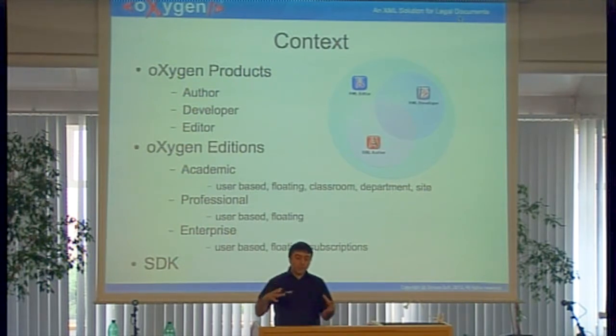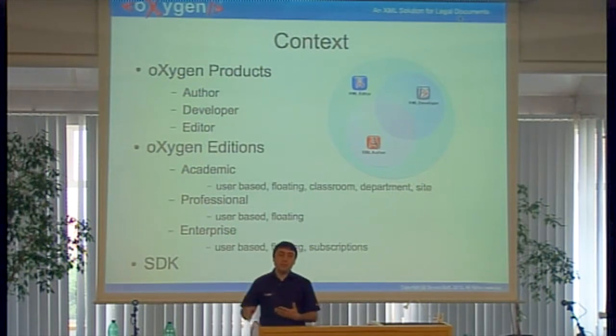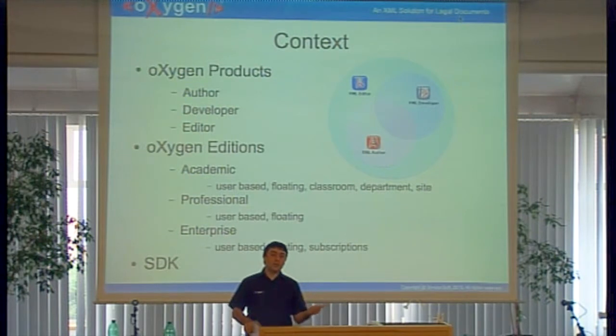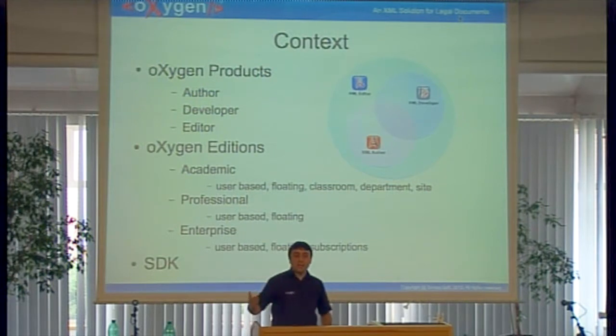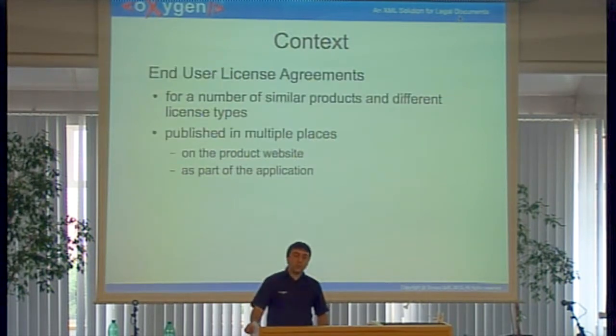From this diagram, you see that there's a lot of overlap between these products. They are available under different licensing conditions like academic, professional, enterprise. The academic licenses can apply not only to a user, but also to a university, for instance, or a classroom. We also have an SDK. For all these products, we need to have end-user license agreements. We push these on the website, and they are also part of the product, so they go in different locations.